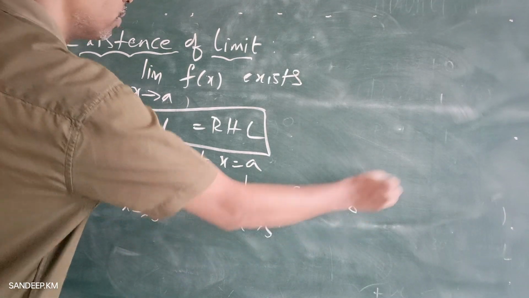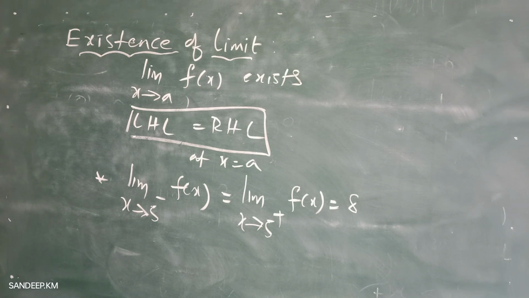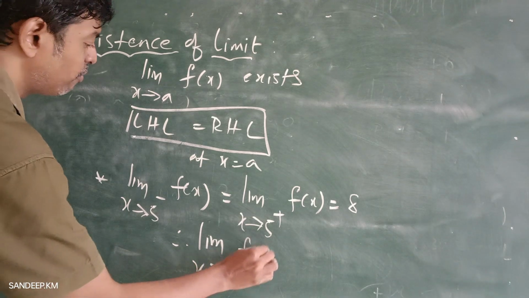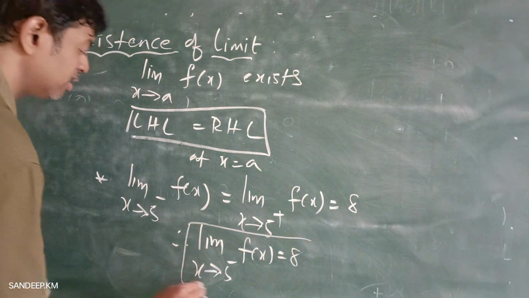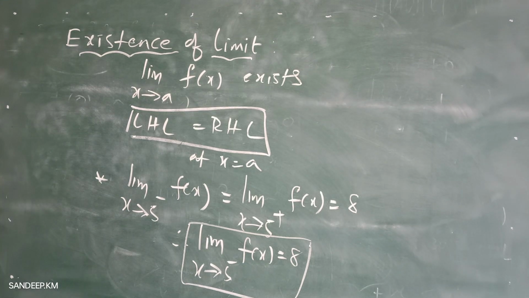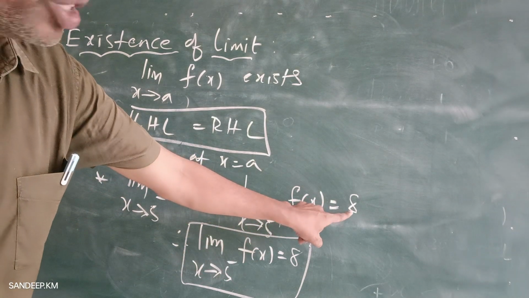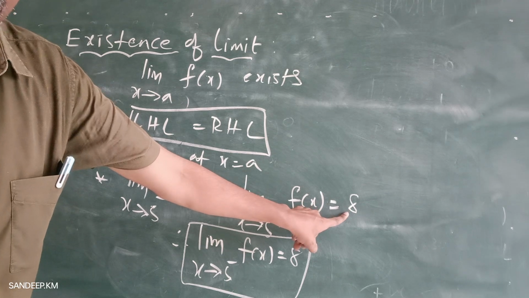Both are equal to how much we got? 8. Therefore, what is the limiting value of the function in the first example? Therefore, we can say that limit x approaches 5, f of x is equal to 8. That means it doesn't matter whether the input x approaches 5 from the left side or the right side. In both cases, the function is trying to become 8.